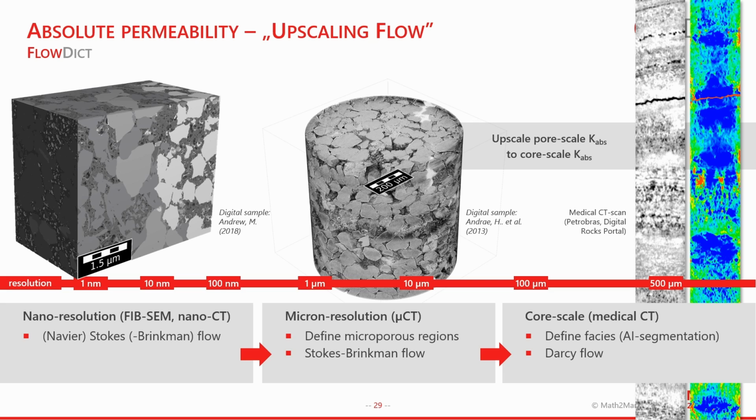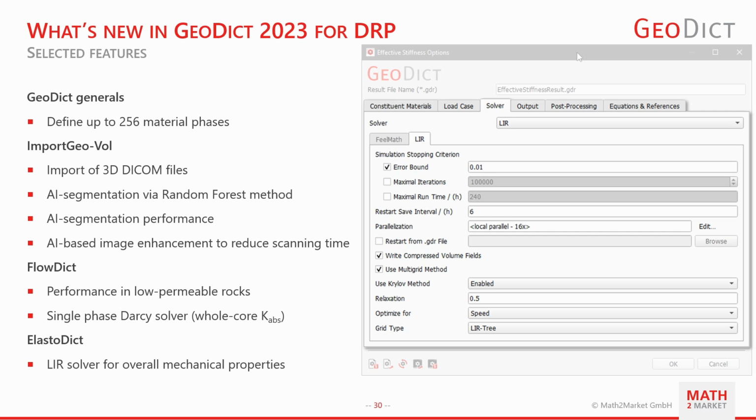Okay, let's go into more detail here. So with the Darcy solver for whole core scans, GeoDict may now compute the absolute permeability in the entire range of core analysis scales, from nanometer resolution up to the whole core scale resolution. This enables upscaling workflows for an improved understanding of challenging formations or for comparisons to corresponding lab data. And also hot off the press, the LIR solver is now available for the prediction of the overall mechanical properties, with a quite familiar solver user interface, as you can see here, which is quite similar to GeoDict.